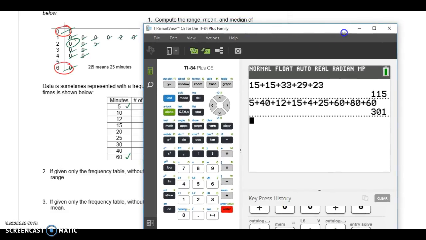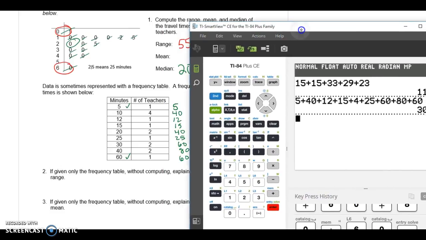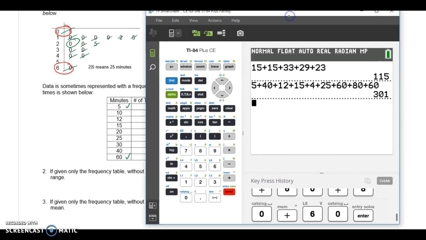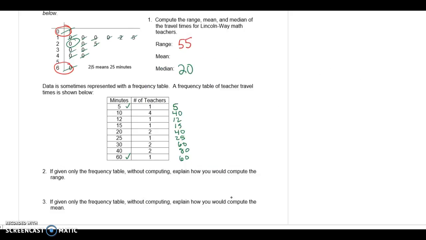301. Something's off. Oh, there we go. So let's try that again. I made a little mistake here. Instead of the 4, I have 40. So because I know that I missed by 36, I'm going to add 36 to that. That's going to give me 337. So that's my total here for the minutes traveled.